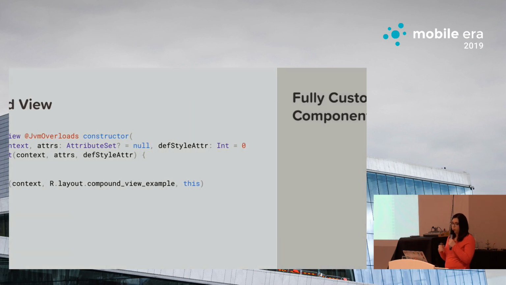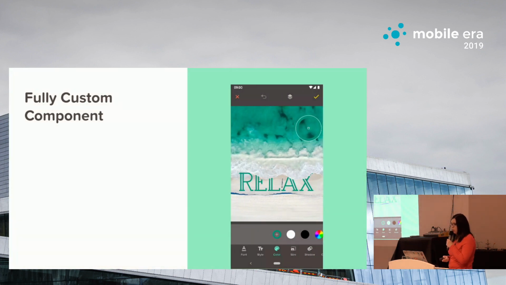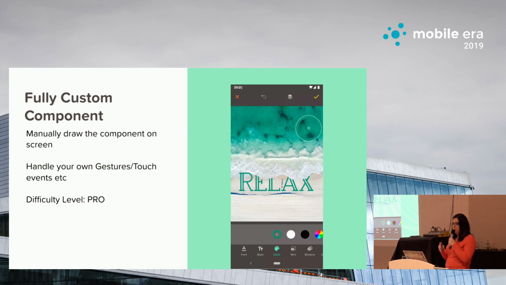So what we're going to dive more into is building fully custom components. This is when you want to manually draw things on the screen for your users to see. You would probably be handling your own gestures, your own touch events, your own whatever needs to happen, you're going to be handling it yourself manually in your components.